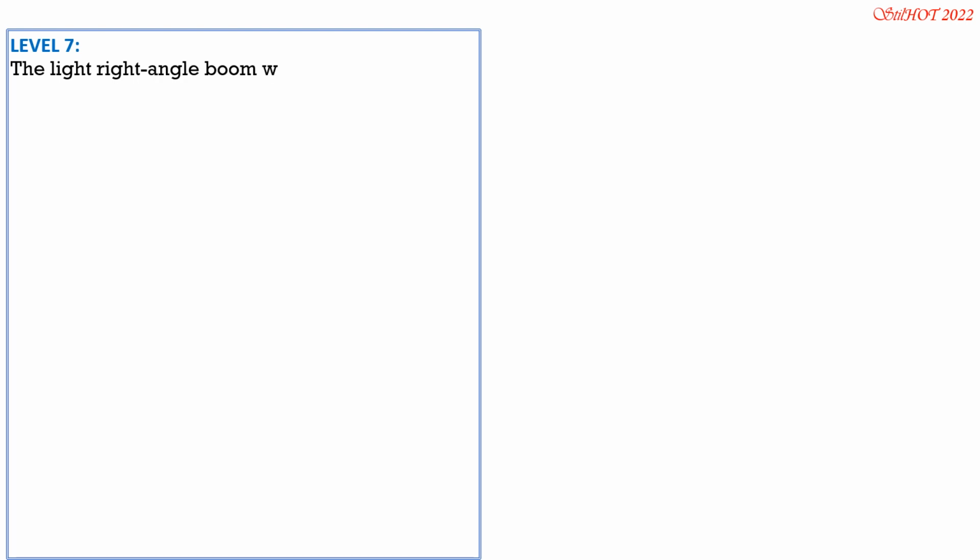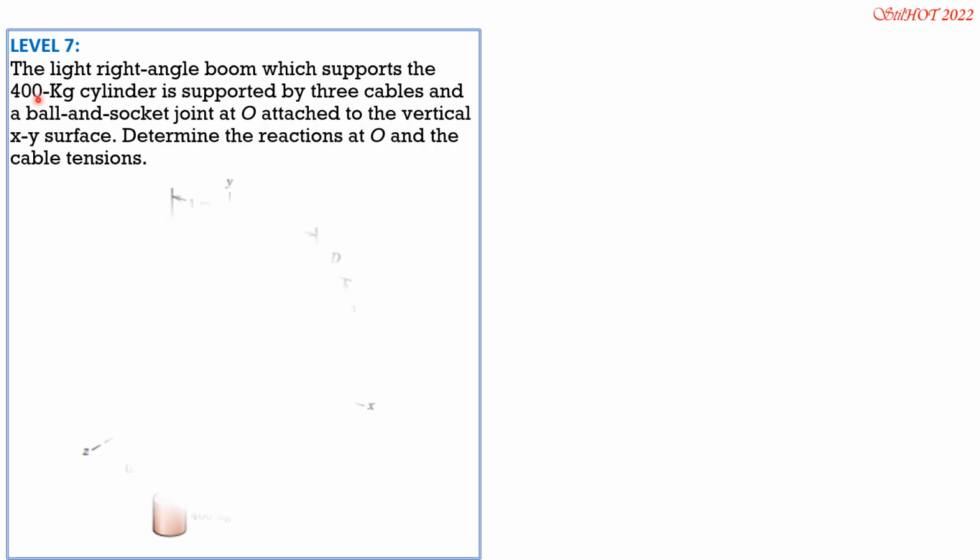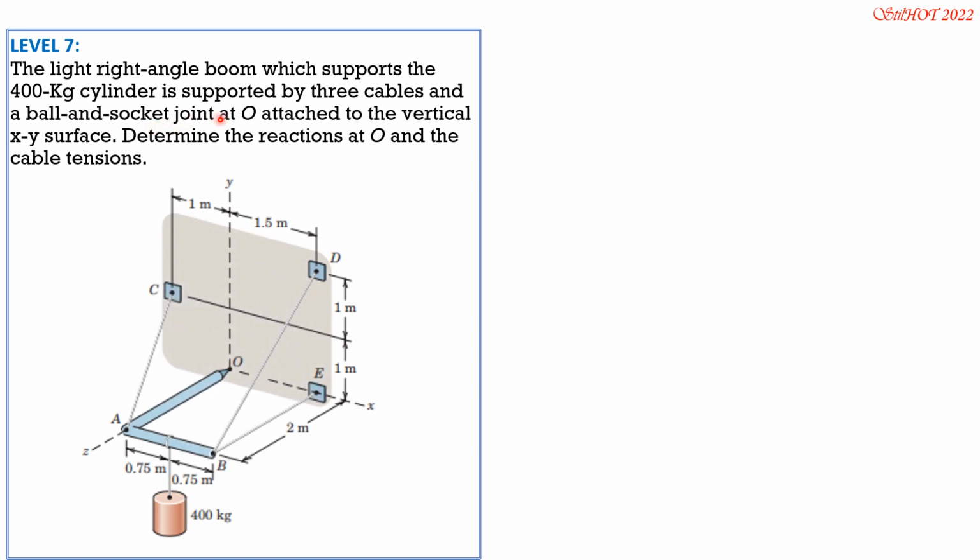The light right angle boom, which supports the 400 kilogram cylinder, is supported by 3 cables and a ball and socket joint at O. So remember, for a ball and socket joint, there are 3 component reactions, attached to the vertical XY surface. Determine the reactions at O and the cable tensions.